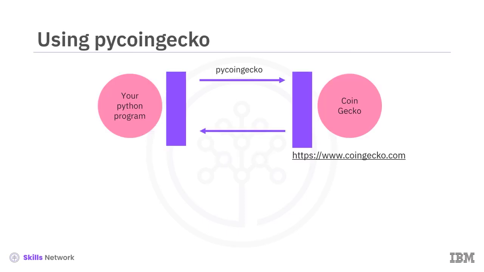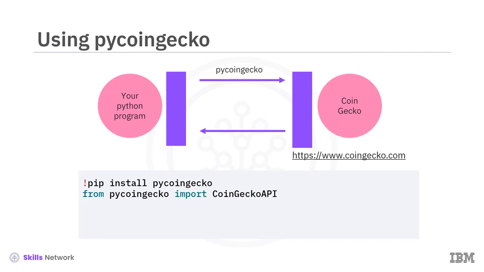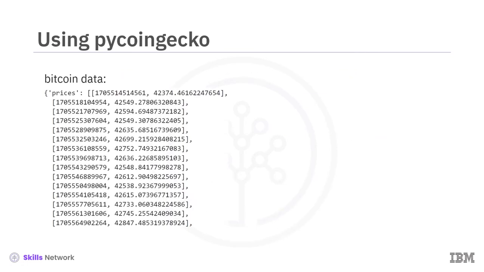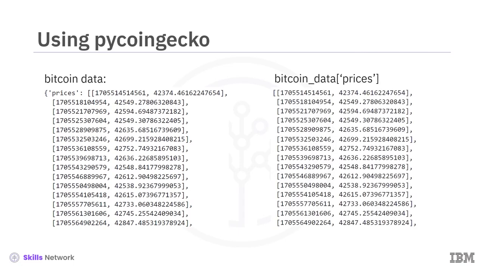Using PyCoinGecko to collect data is simple. All we need is to install and import the library, then create a client object, and finally use a function to request our data. In this function, we are getting data on Bitcoin in US dollars for the past 30 days. In this case, our response is a JSON file expressed as a Python dictionary of nested lists, including prices, market caps, and total volumes, which contain the Unix timestamp and the price at the time. We are only interested in price, so that is what we will select using the key prices.